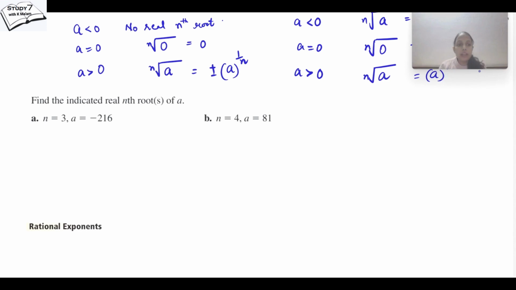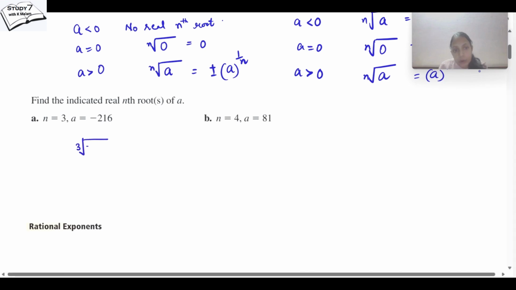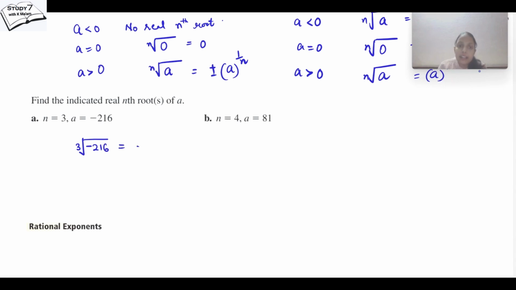So we have to calculate the indicated real roots for a. A is given as minus 216. N is 3. So basically it's the cube root of minus 216. I can rewrite it as minus 216 to the power 1 by 3. What's that? It is minus 6 to the power 3, to the whole power 1 by 3, and it cancels. You are left with negative 6. Okay. Next.